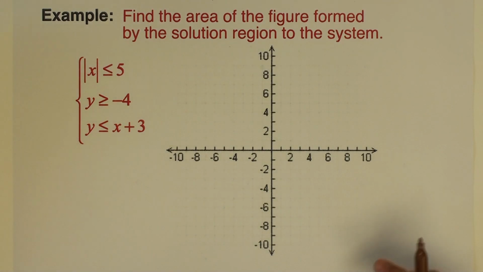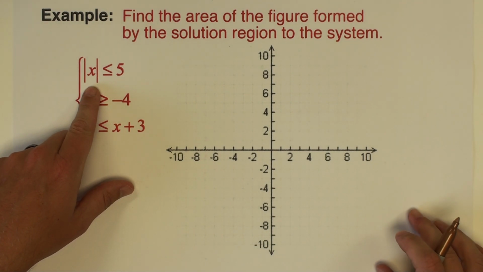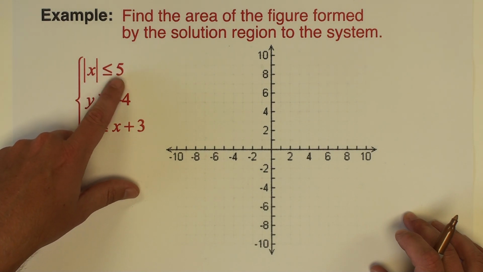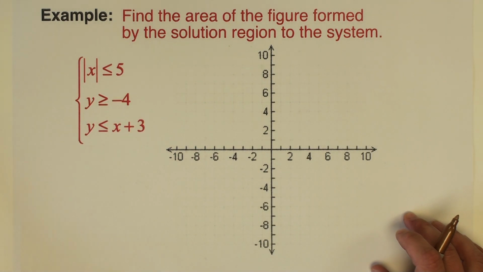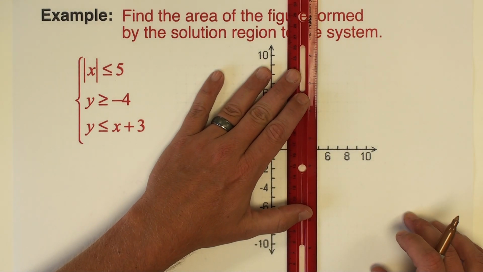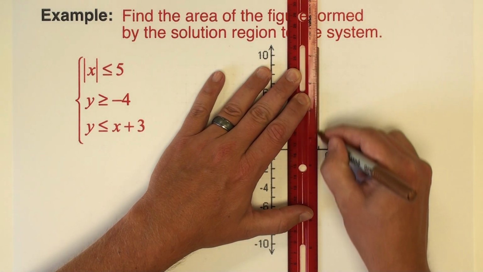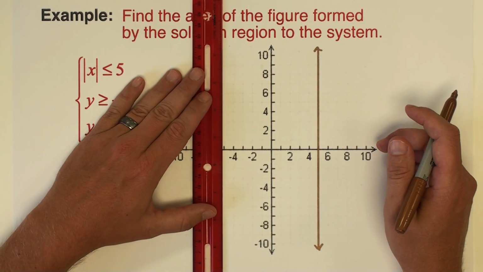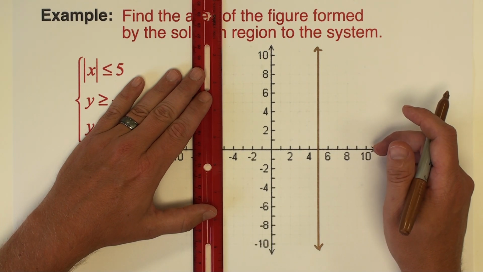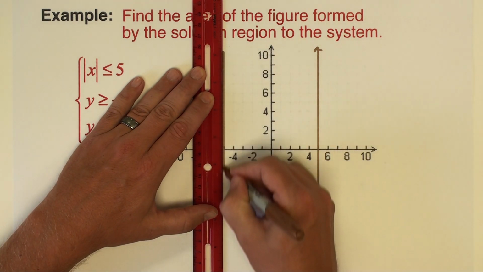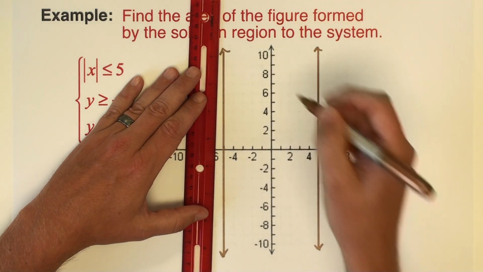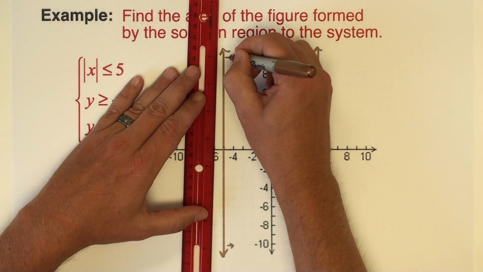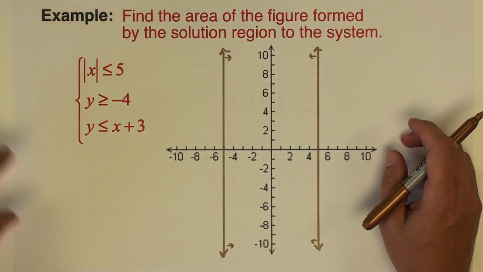Okay, next one. Let's just get right into it. We've got an absolute value, which we now know how to deal with. This is going to be two vertical lines at 5 and negative 5, and we're going to shade between those two lines. Here's a vertical line at 5. Notice everything is "equal to," I've already checked that over, so everything's going to be a solid line on this graph. We're going to be shading between these two lines, and I'll put the arrows there anyway.